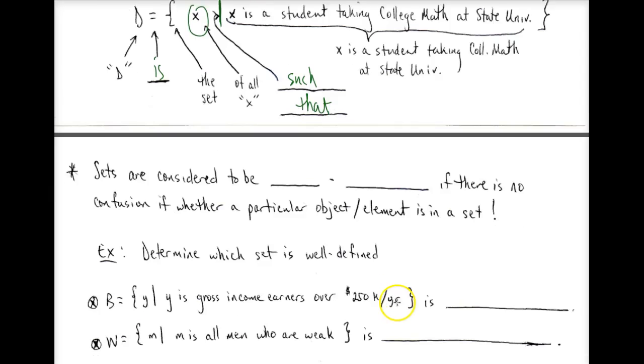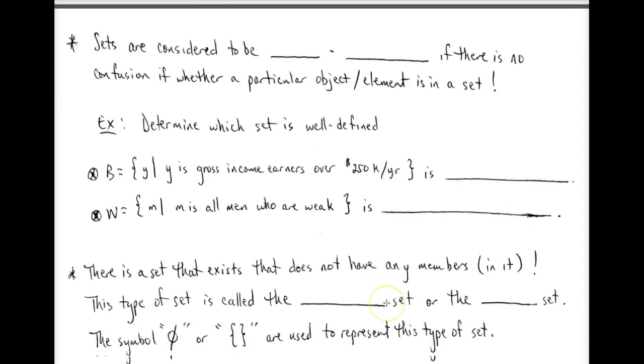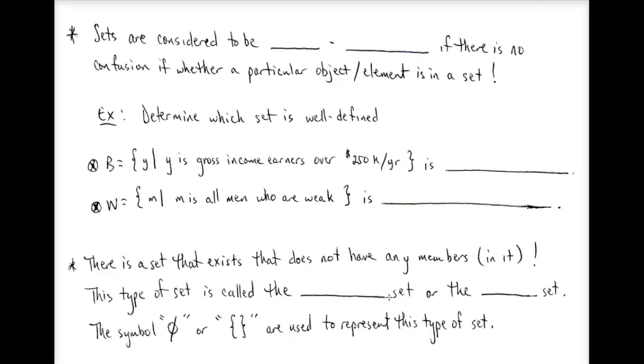All right, moving on, one of the things that we need to know about sets is whether we actually know what's in them or not. The way that we say that we actually know what's in a set is we call it well defined. We say that sets are considered to be well defined if there is no confusion about whether a particular object or element is in the set. Another way I like to put this is, when I tell you what the set is, do you have a question that comes after that? Or do you say, yeah, I know who or what is exactly in that set?